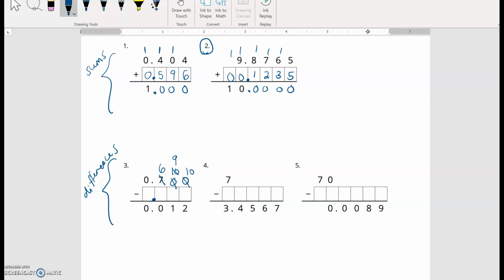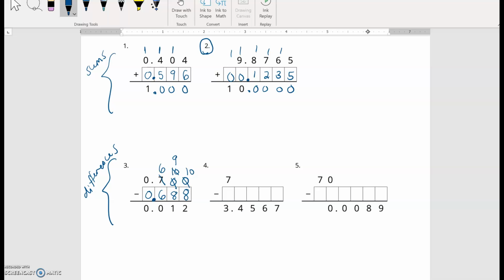So 10 minus what gives me 2? I know that's 8. 9 minus what gives me 1? I know that's 8. 6 minus some number gives me 0, which would be 6. 0 minus some number gives me 0, that gives me 0. So my answer in the boxes is 0.688, or 688 thousandths.